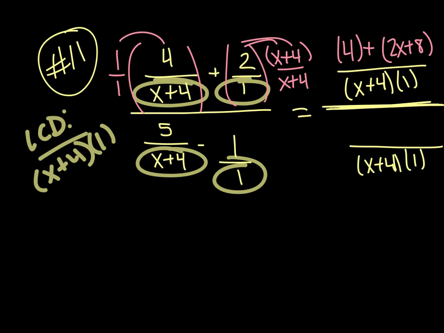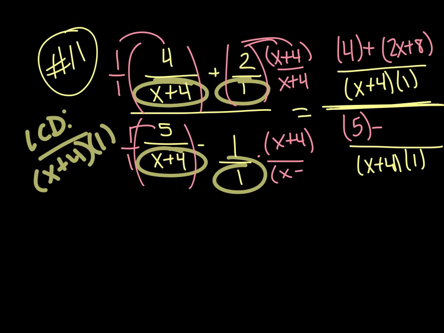Okay, on the bottom, the 5 has the x plus 4, so technically 1 over 1. 5 times 1 is 5. Bring the minus. And this one only has the 1, so it is missing the x plus 4 from that common denominator. So 1 times x plus 4 is just x plus 4 in parentheses.